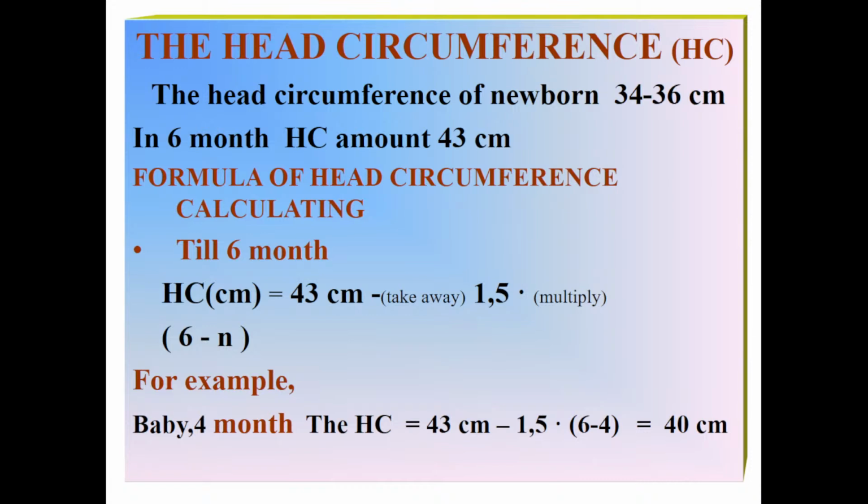In 6 months the head circumference amounts in average to 43 centimeters, and the formula for calculating head circumference up to 6 months is 46 centimeters minus 1.5 times the number of months. For example, a baby of 4 months: head circumference 46 minus 1.5 times 4, and as a result 40 centimeters.